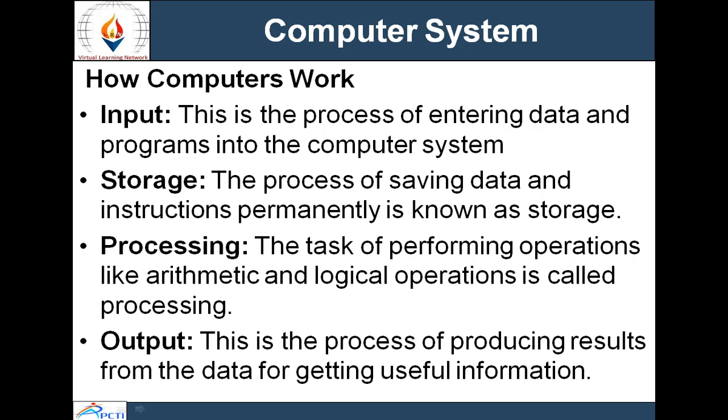Computer system. How computer works. Computer takes input, stores data and instruction, processes data and instruction, after that gives output. So let's start with input. This is the process of entering data and programs in the computer system. Storage. The process of saving data and instruction permanently is known as storage. Processing. The task of performing operations like arithmetic and logical operations is called processing. Output. This is the process of producing results from the data for getting useful information.